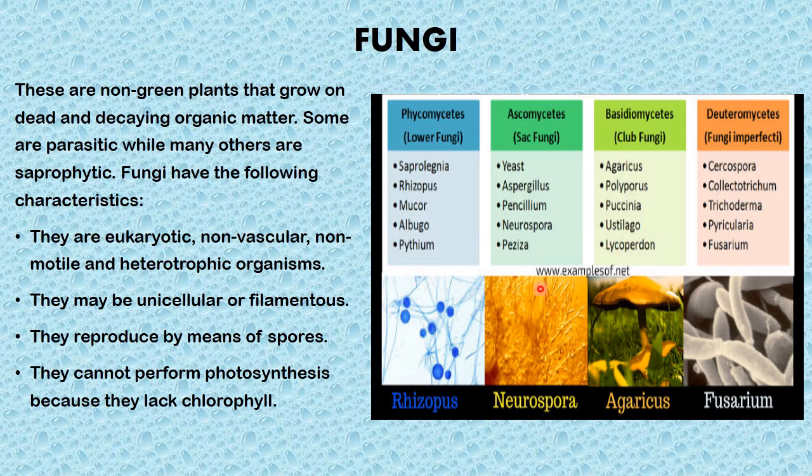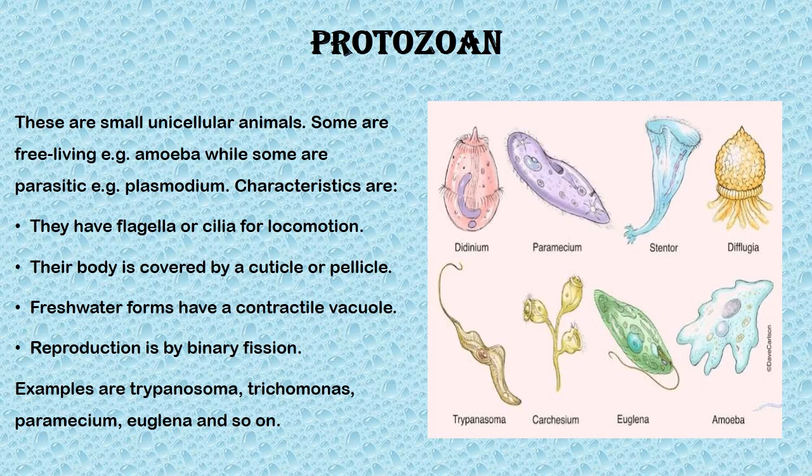Now we have examples of fungi here. We have the rhizopus, neurospora, agaricus, which is a macroorganism, and we have the fusarium, which is microscopic in nature. And other than that, we have classes of fungi. We have the Phycomycetes, Ascomycetes, Basidiomycetes, Deuteromycetes, and we have examples under them.